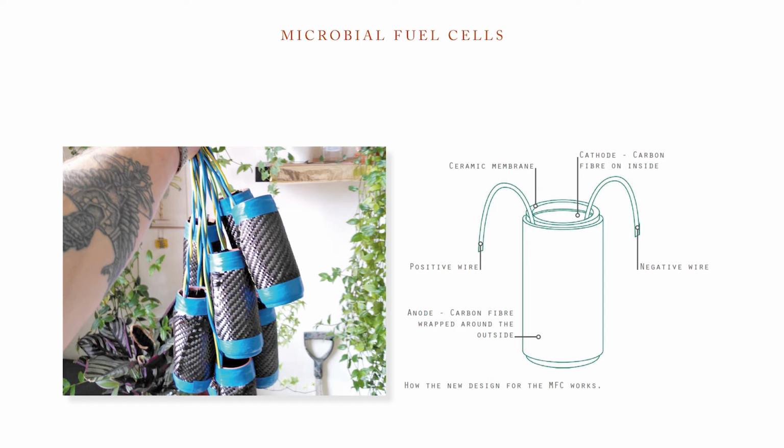This cell is made using two carbon fiber electrodes separated by a ceramic membrane. One electrode is fitted to the inside of the cell, while the other is wrapped around the outside, and both have a wire attached. These can then be submerged directly into the mud. The advantage of a carbon fiber electrode is that it has significantly larger surface area than a metal electrode would.